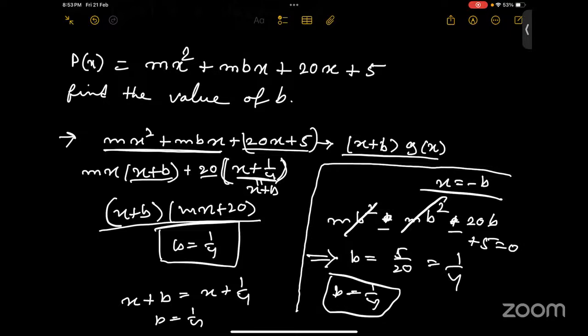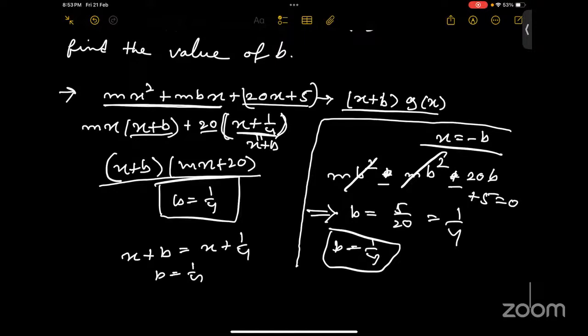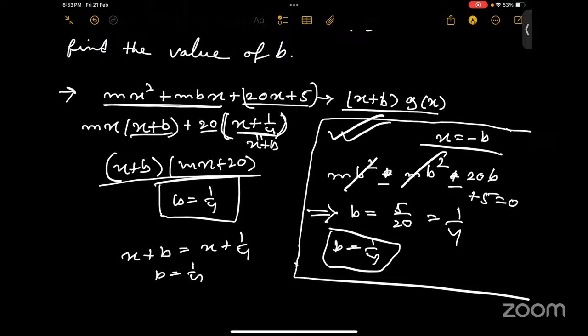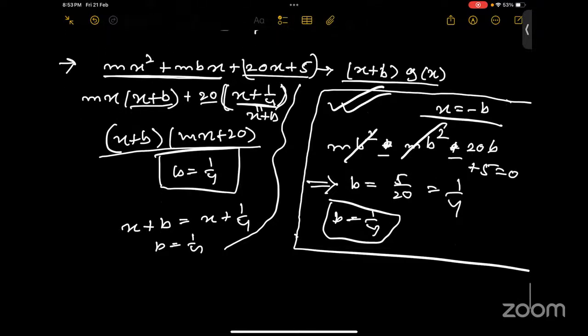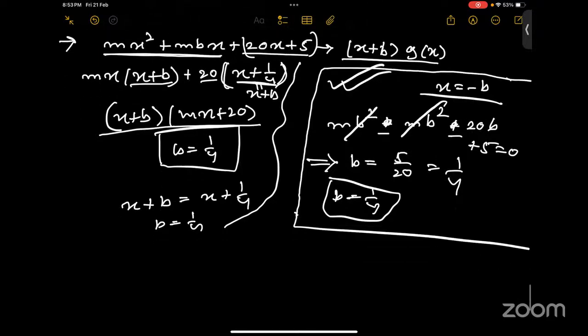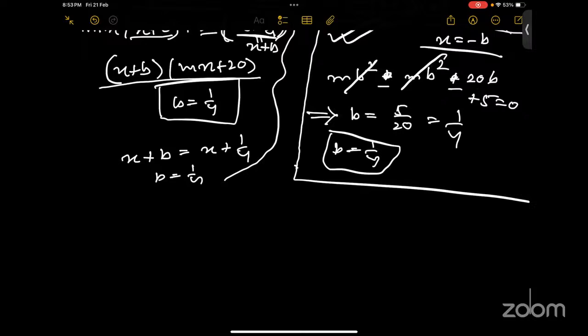Fine? Yes, ma'am. I think the other one is better for me. Yeah. So this is actually the exact method, and this is something intuitional. Okay? Any doubt up to now?